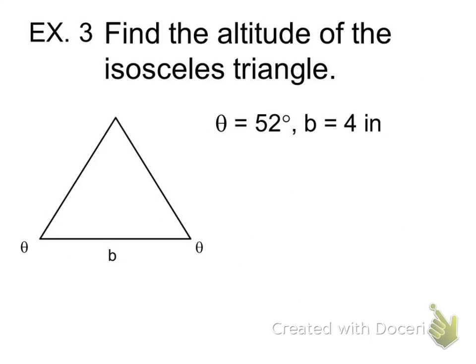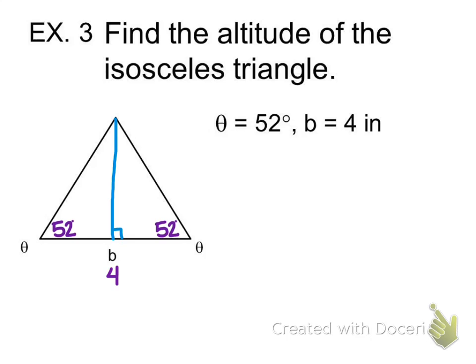Okay, for example 3, it says to find the altitude of the isosceles triangle. So an isosceles triangle is just a triangle with 2 angles that are congruent or 2 sides that are congruent. Okay, so I'm going to label what they gave me. They said that the thetas in these triangles are 52 degrees and B is 4. The altitude of a triangle is a line that connects the base of the triangle to the peak of the triangle at a right angle.